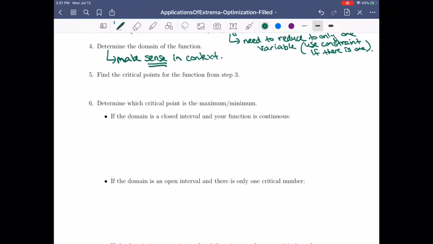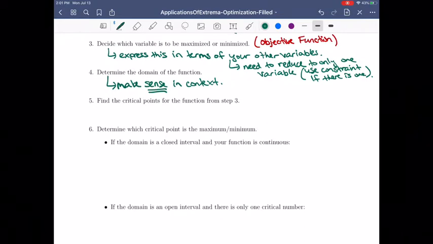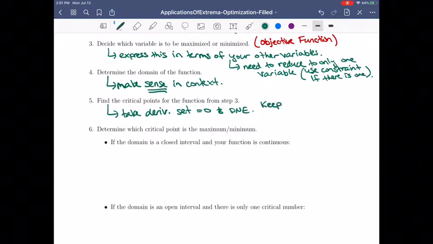Then from your objective function from step 3, you want to find the critical points, or the critical numbers. Here's where the calculus comes in. We take the derivative and set it equal to 0 and DNE. Then you're going to keep the critical numbers that are in the domain. You're allowed to get rid of the ones that don't make any sense.